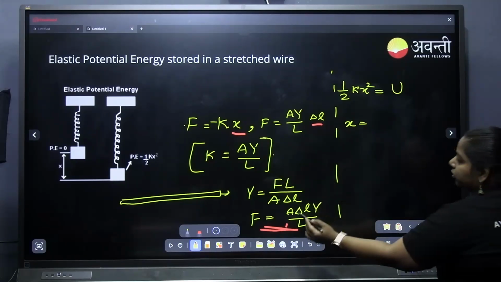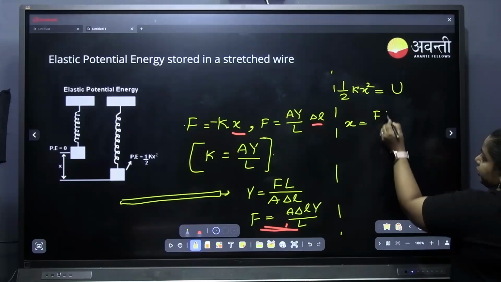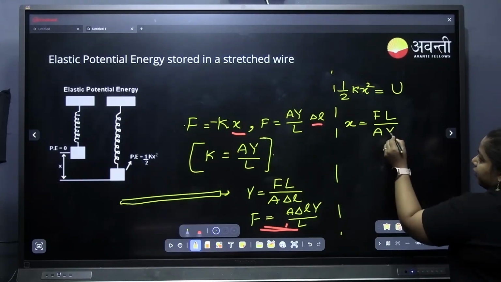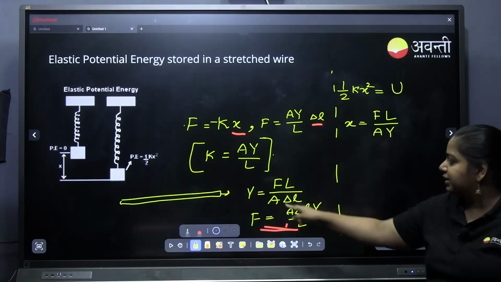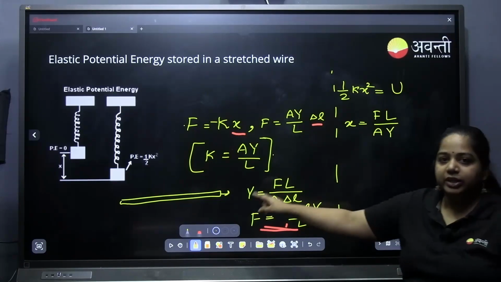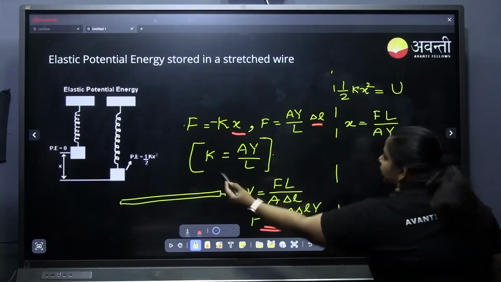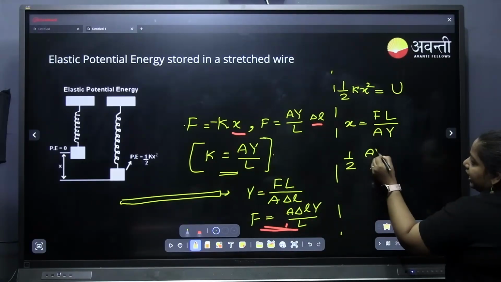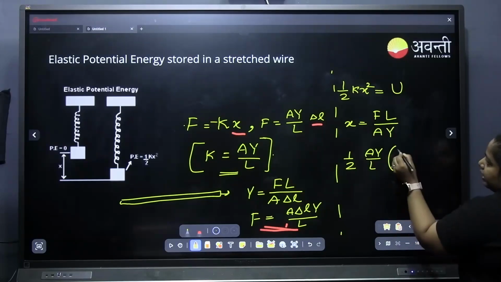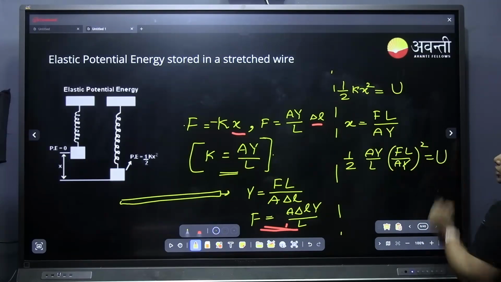X will be equal to, from this, if you consider delta L as x, you will get x equal to FL by AY. I am considering delta L as x. So delta L equal to this and K equal to this. So half kx square will be half AY by L into FL by AY the whole square, equal to potential energy.